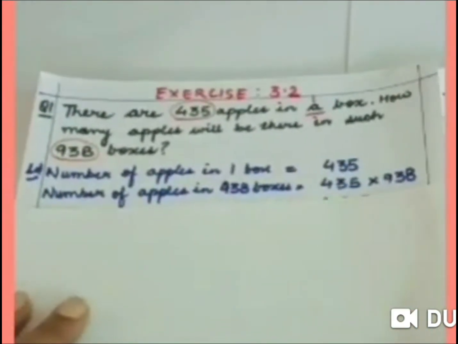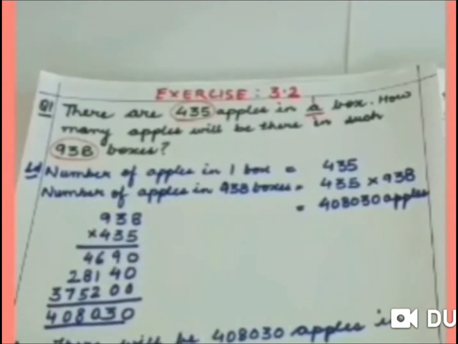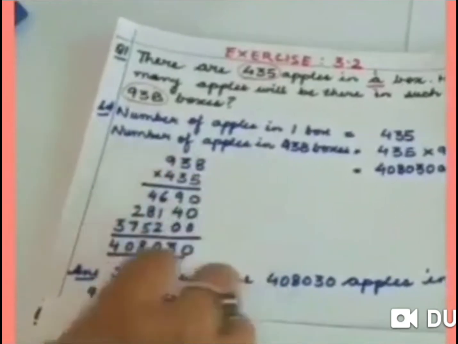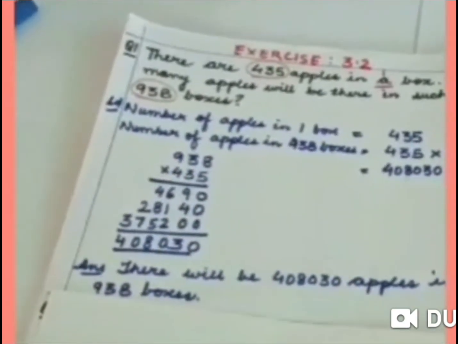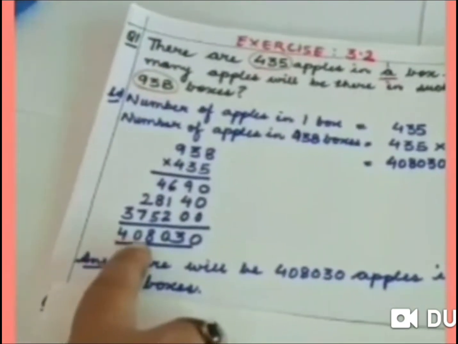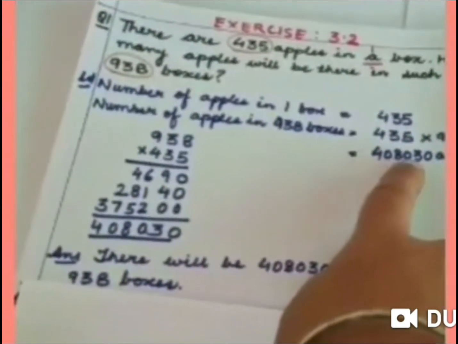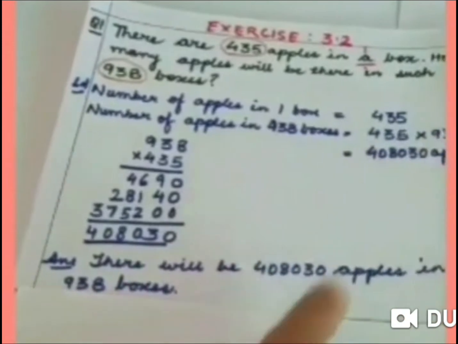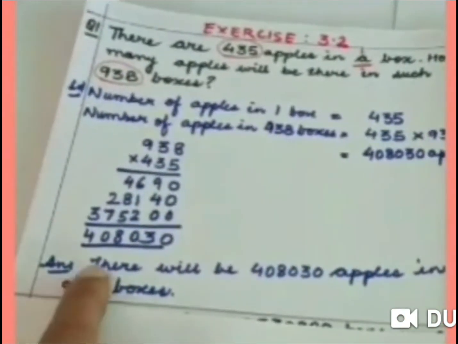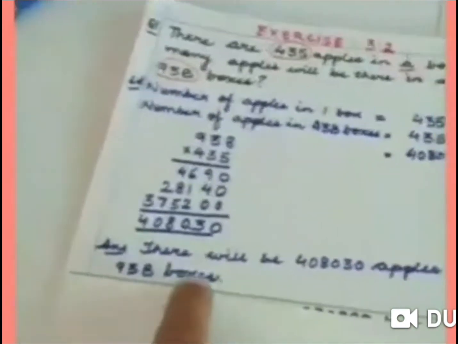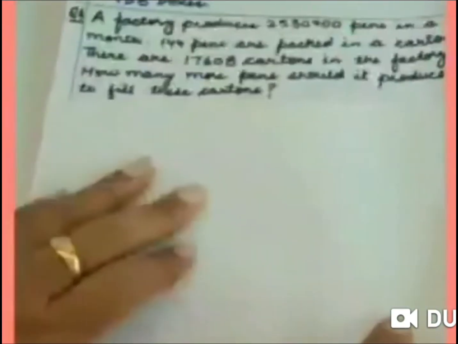Now you have to show the multiplication being done here. This is how you can show the multiplication. 938 multiplied by 435. All of you know how to do the multiplication. The final product here will be 4,08,030. So here you will write it down, 4,08,030 apples, and then you will conclude your answer by writing there will be 4,08,030 apples in 938 boxes.